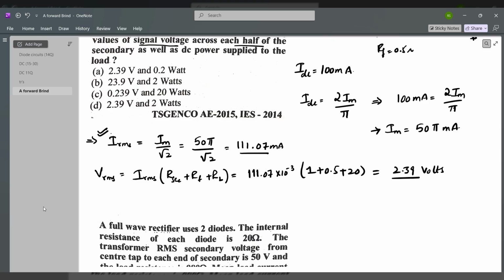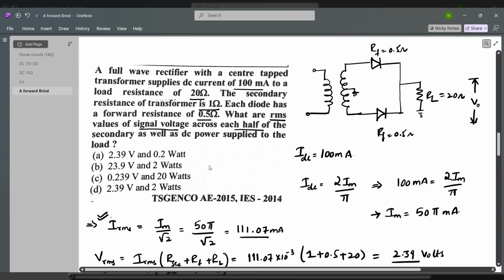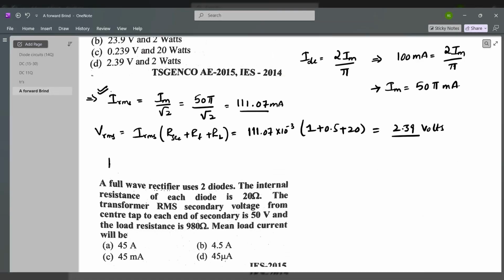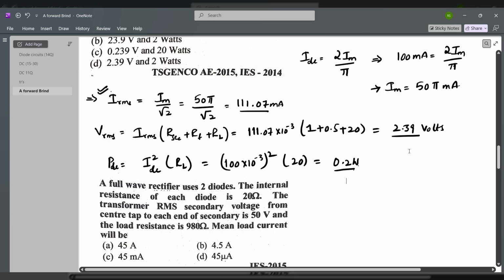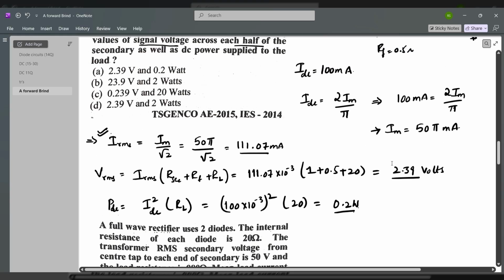Now he is also asking to calculate the DC power supplied to the load. So DC power supplied to the load, PDC is equal to I square DC, that is square of average current, multiplied by load resistance. IDC is already given in the question, that is 100 milliamps, 10 to the power of minus 3, whole square, into load resistance 20. The answer will be 0.2 watts. So now the VRMS is 2.39 volts and PDC is 0.2 watts. So the answer is option A.